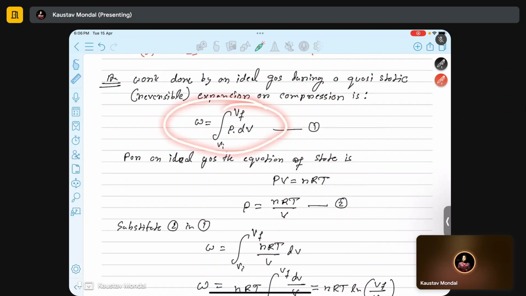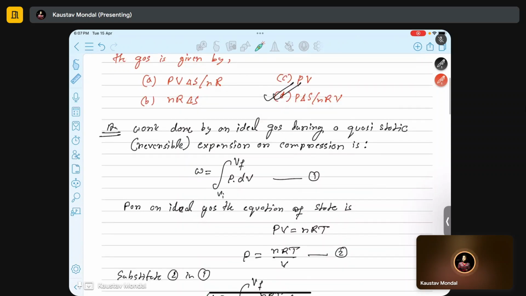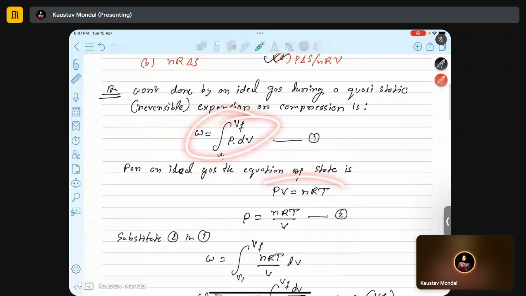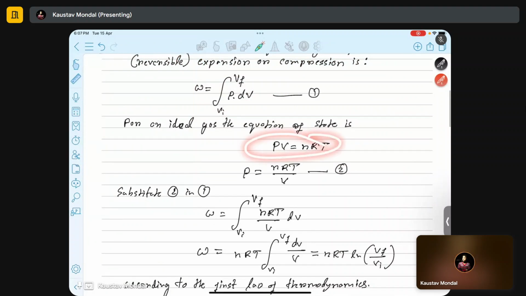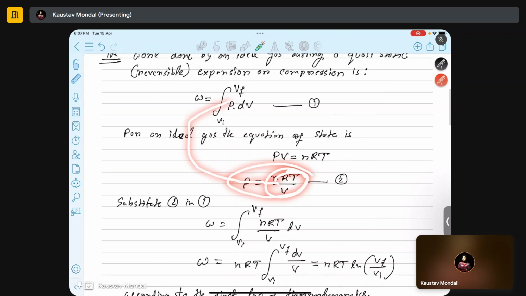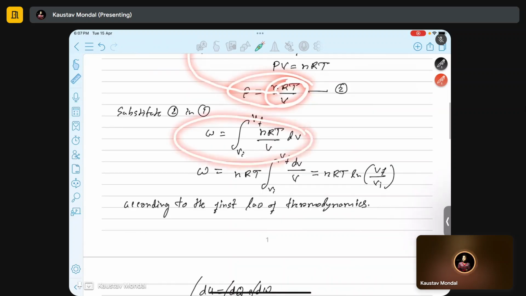This is the basic formula of work done. Now, from here, we have used the ideal gas equation, because whether we take the change in volume or pressure, we have to implement that into this work done. So we use the ideal gas equation. Now we want to write the work done in terms of change in volume, so we write the pressure in terms of the volume. Now we substitute the pressure here. This is the expression of the work done.